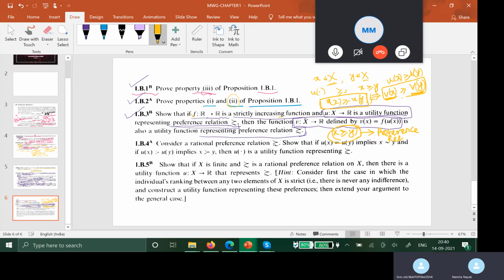Clear? Yes, ma'am. So question number 4, this part. This is a rational preference relation, and we have to show that if utility u of x is equal to u of y, that implies x is indifferent to y, and if u of x is greater than u of y, that implies x is preferred to y. Then this means that this utility is a function representing the preference relation.